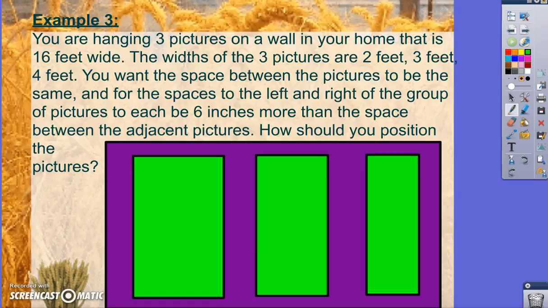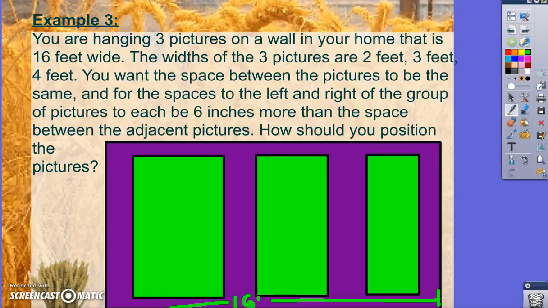You're hanging 3 pictures on a wall in your home that is 16 feet wide. So the purple background signifies the wall, and the neon green rectangles, even though it's not really fancy here, signify the pictures you're hanging. So we have 3 of them here. All right. The wall is 16 feet. So from here, what I'm going to do, I'm going to probably write down here, is we're talking about the width. So 16 feet. And that goes all the way across.